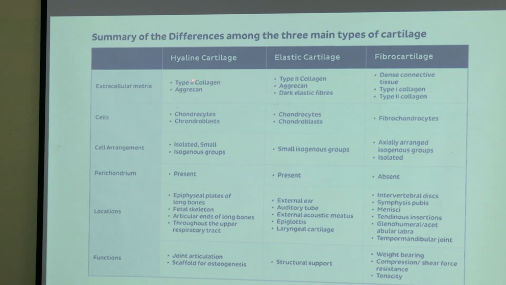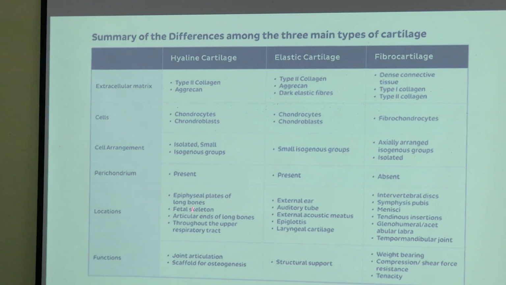So you can see the extracellular matrix that is present in all three cases. Next you can see the cells. Then you can see the arrangement of the cells, how the cells are arranged. Next you can see the perichondrium, where it is present, where it is absent. Then you can see the location. This part is very important.